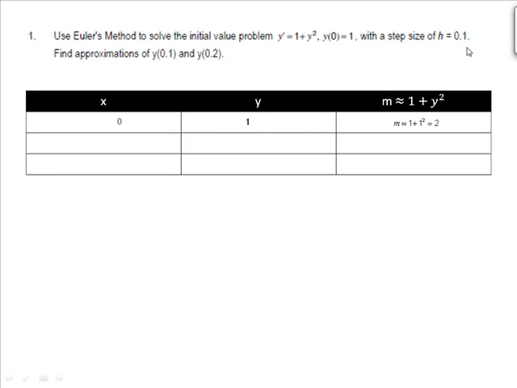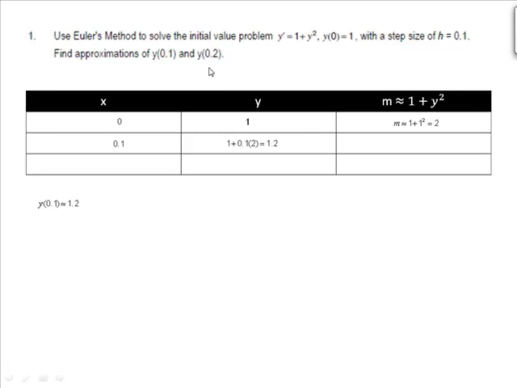We're going to use the step size of 0.1. That gives you the difference between each x. So I'm going to go to 0.1 for the next x, and then the next y. We're going to start with the previous y plus the step size multiplied by your approximation for slope. So I get 1 plus 0.1 times 2. 0.1 times 2 is 0.2, and you get 1 plus 0.2 is 1.2. So the approximation for y of 0.1 is approximately 1.2.